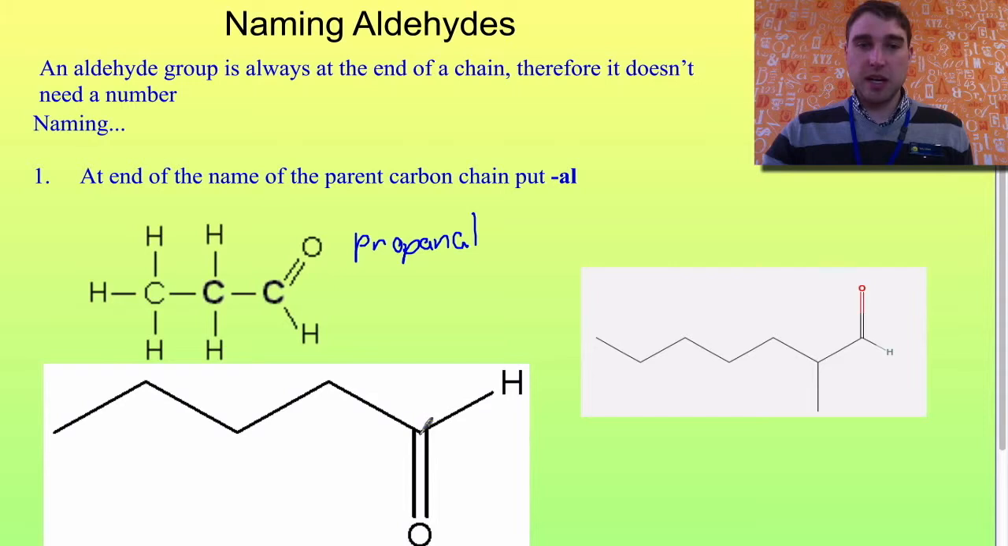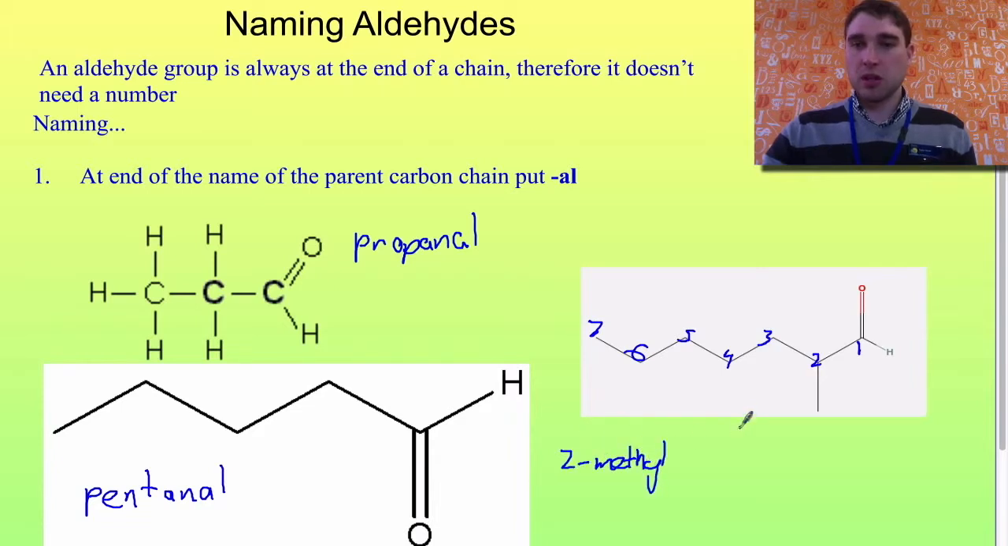If we look at this one here, we count our carbons: 1, 2, 3, 4, 5. So this one's going to be pentanal. If we look at this one over here, we've got a methyl group, but in terms of naming, the most important thing is the carbonyl group at the end here. So we've got carbons 1, 2, 3, 4, 5, 6, 7. We're going to number from this end because that's where the important bit is. So we've got a methyl group on carbon 2, so 2-methyl, and 7 carbons, so heptanal.